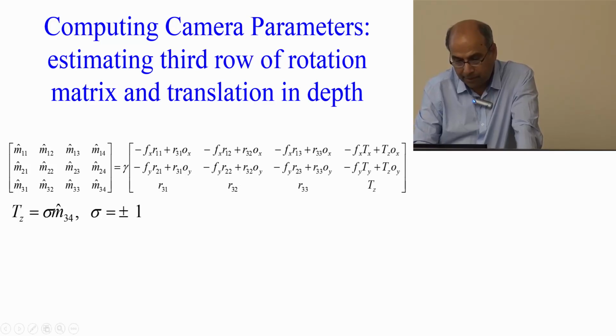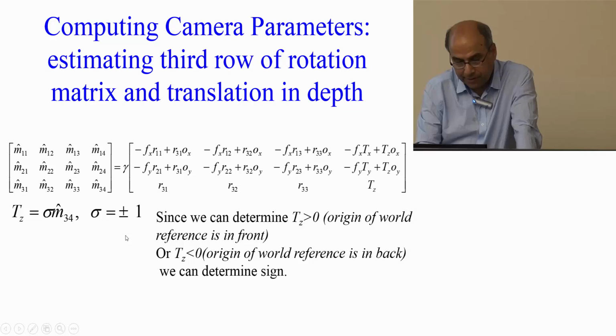So now let's talk about TZ. TZ is equal to M33, which is, we can compare this component with this component, and M34, which is the fourth component here. The only thing is that we have already taken care of the magnitude, but not the sign. We don't know the sign. It can be positive or negative. So TZ is equal to sigma M34, where sigma can be +1 or -1.